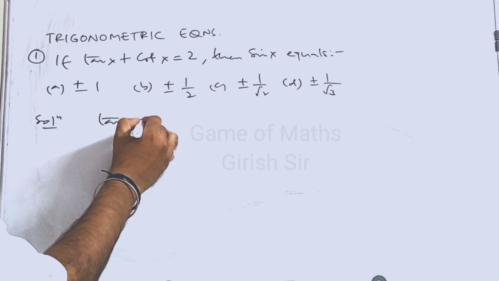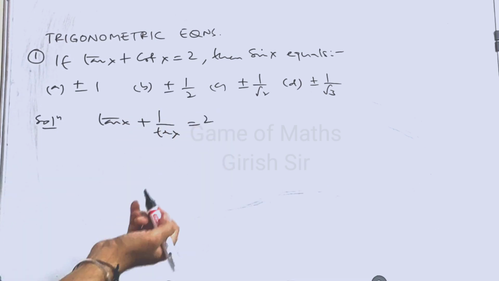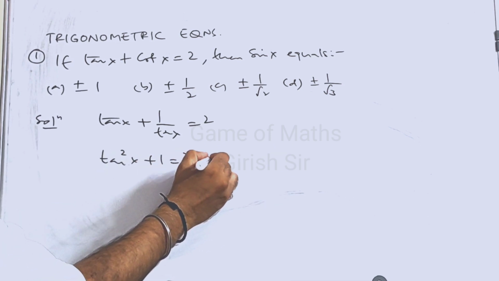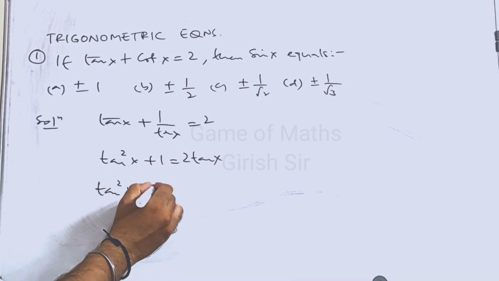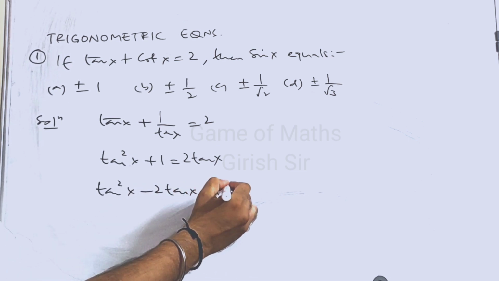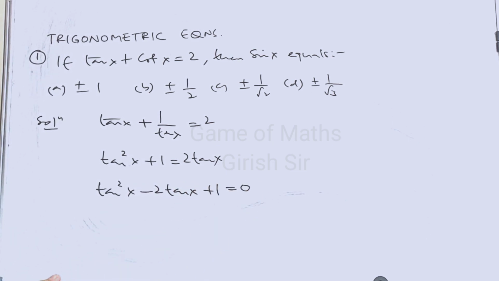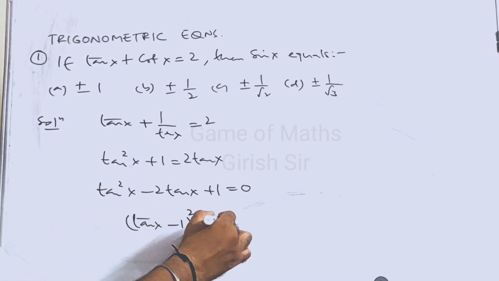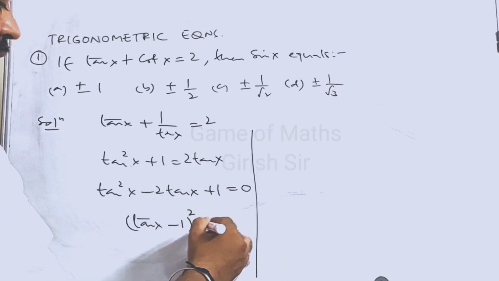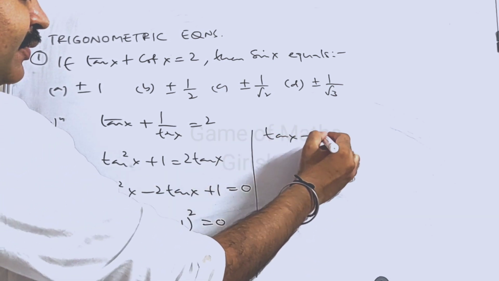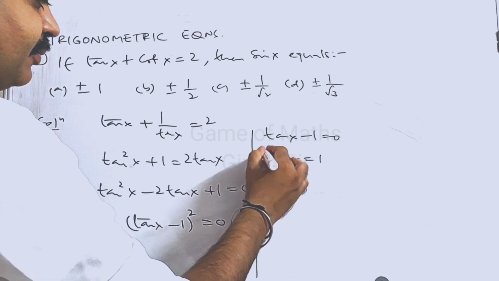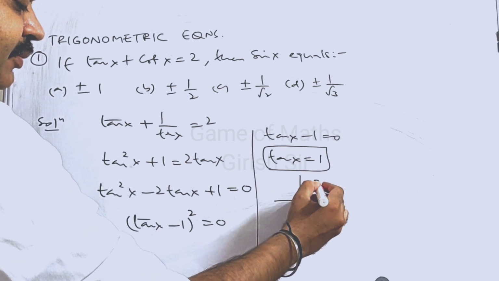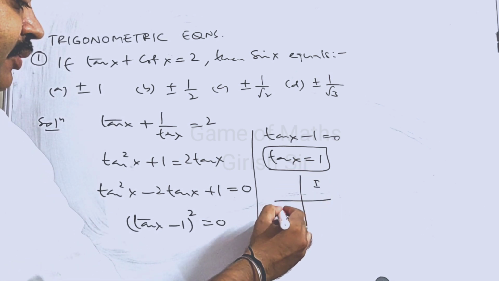So this cot x can be written as 1 by tan x. If you multiply with tan x, then we get this equation. It's a quadratic equation in tan x. This is how you can write it. From here you get tan x minus 1 equal to 0, or tan x equal to 1. Now if tan x is equal to 1, x either lies in the first quadrant or lies in the third quadrant.